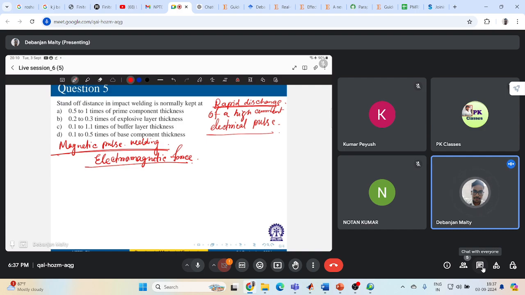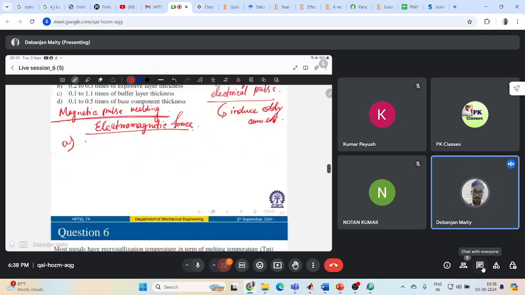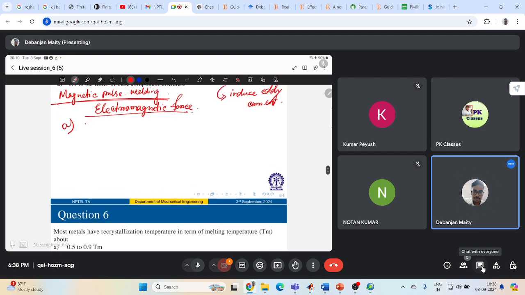Now, if it is creating a strong magnetic field, it will induce what? Eddy current, right? It will induce eddy current in the material to be welded. Now, what are the key features, or what are the advantages of these kinds of solid state welding techniques? Let us write it down. I will just put some notes.